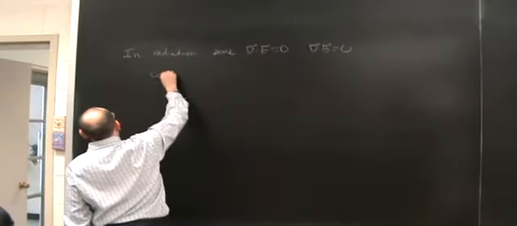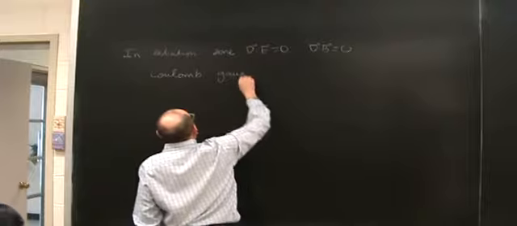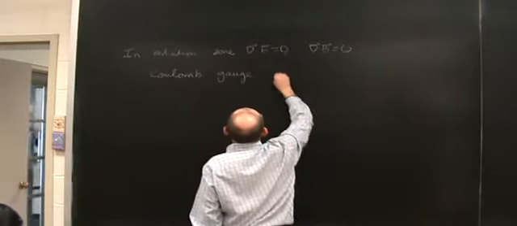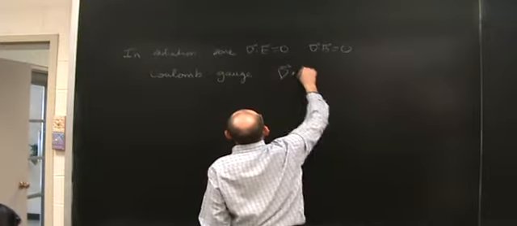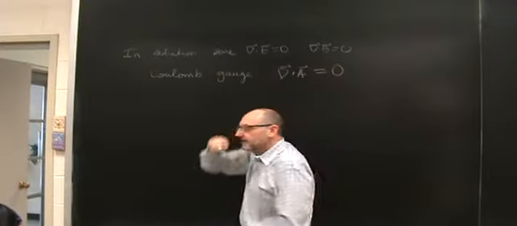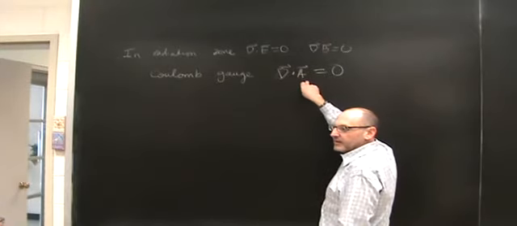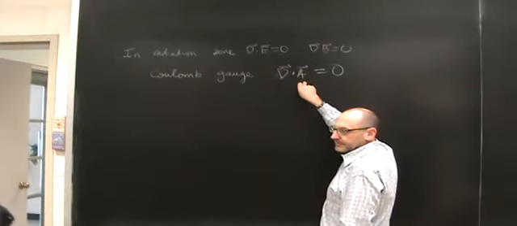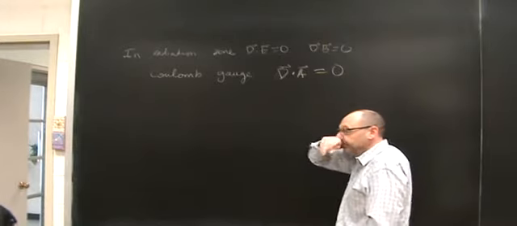to start in the Coulomb gauge, where we start with a choice such that we fix the vector potential to have zero divergence. So that's a choice of gauge. We can always do that, okay?